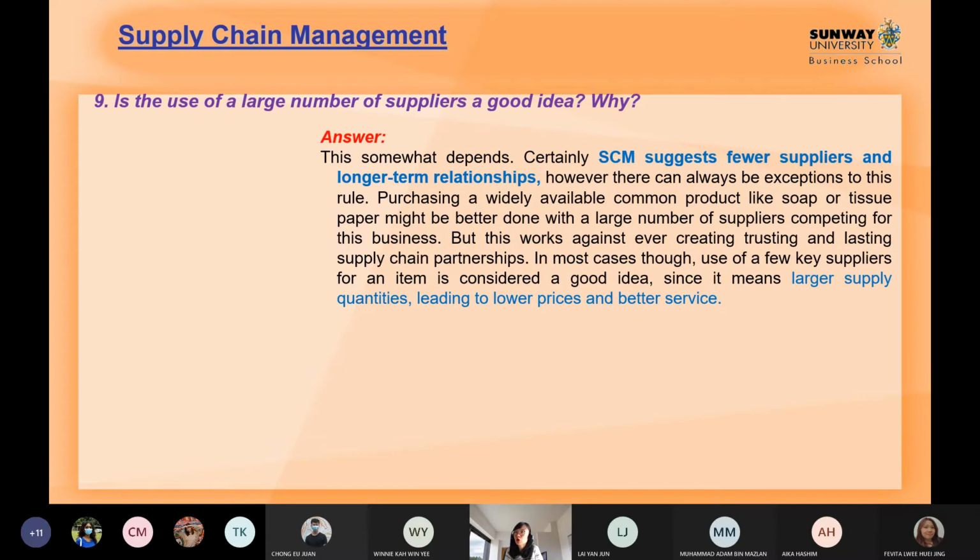Is the usage of a large number of suppliers a good idea? Somehow you may think of fewer suppliers, you will maintain your relationship because you keep dealing with the same person. You have the continuous order. You cannot use one supplier today and another supplier tomorrow, and then you will be confused.